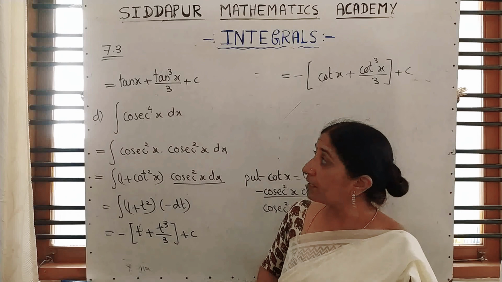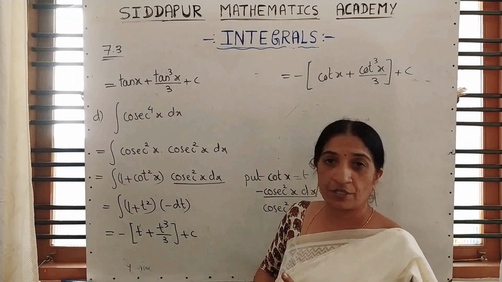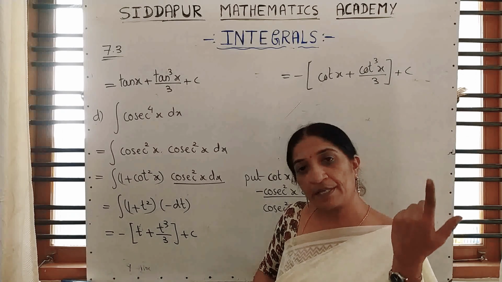In exercise 7.3 in total we have 24 questions. Here I solved 12 questions. The remaining 12 I will explain in the next class.